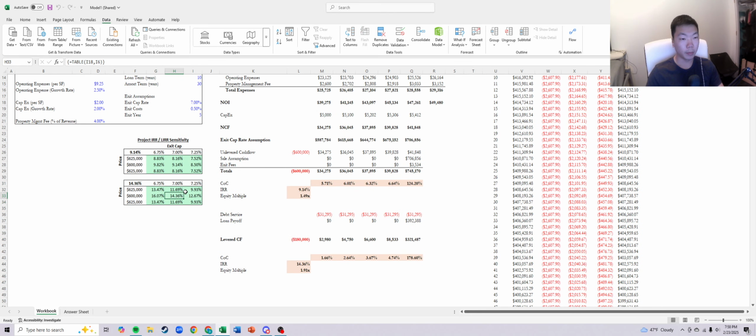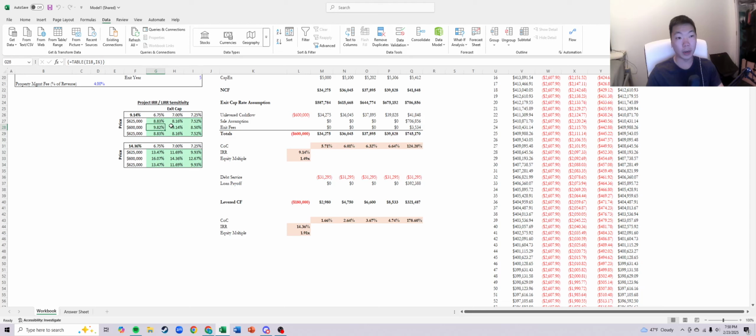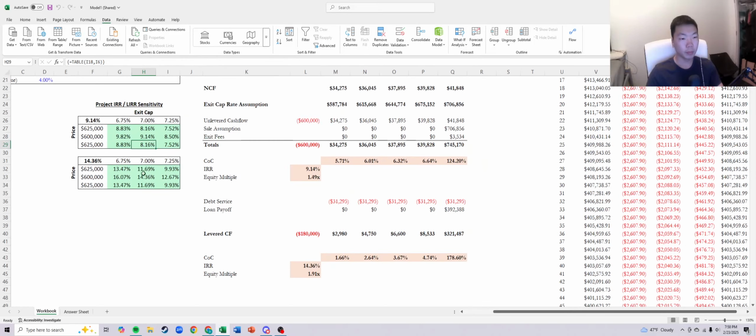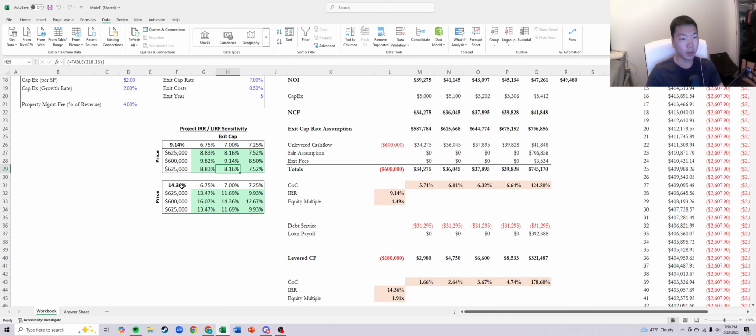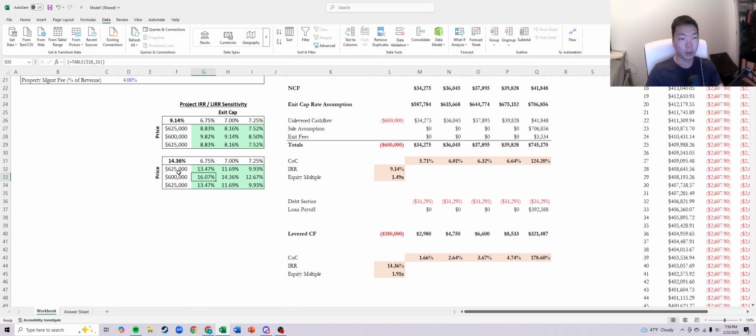Alright, so now I can see if my exit cap rate goes up at the same price, my IRR goes down. If my exit cap goes down, of course my IRR would go up because I can sell it at a higher price. If I'm overpaying for the property, even at the same exit cap, my IRR is lower. Okay, and for the levered, same story. The lower my exit cap, the higher my IRR. Oh, wait a minute.